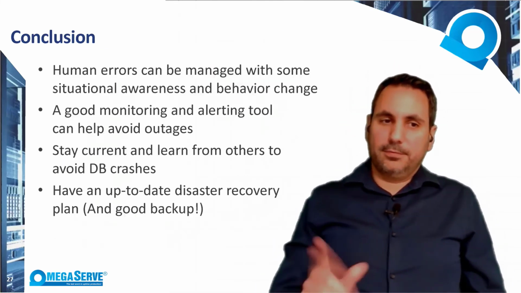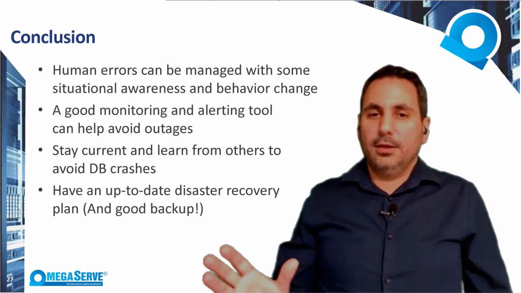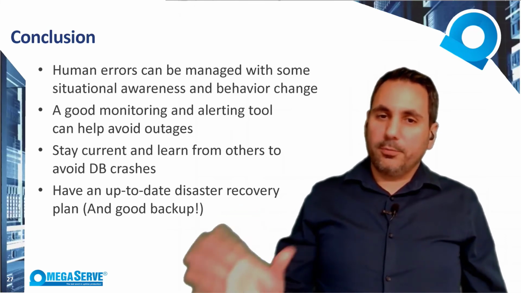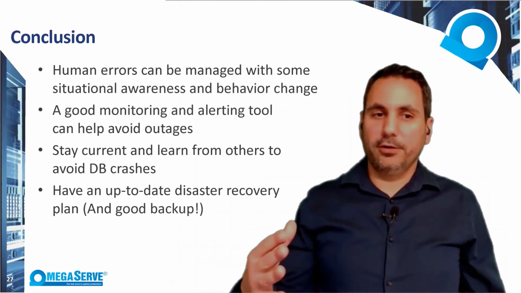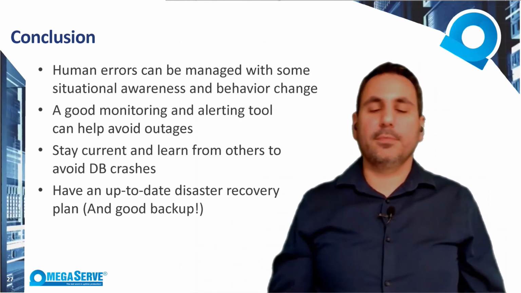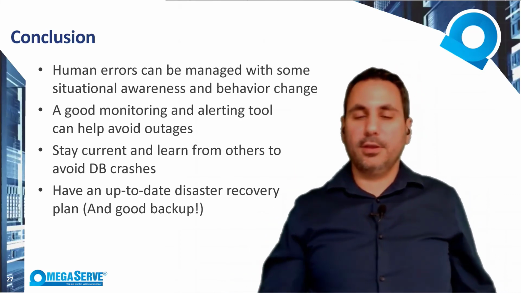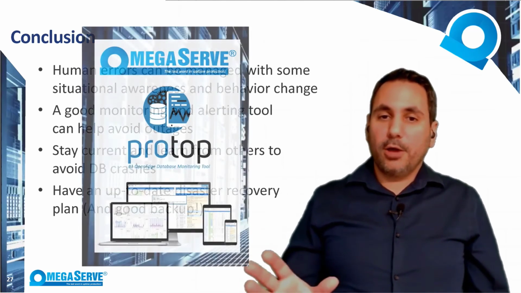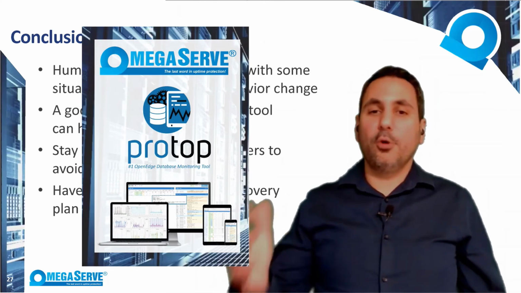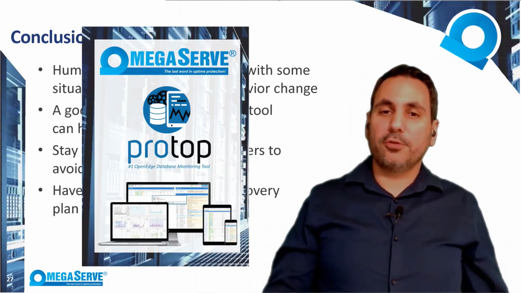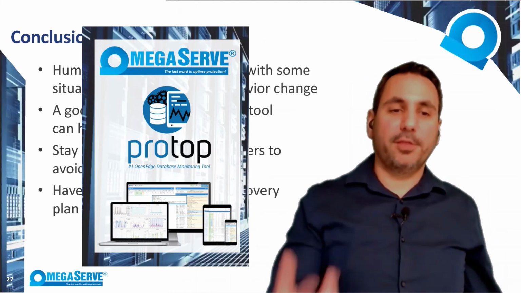Now, what have we learned? We're human. Everybody makes mistakes. We all make mistakes. But when we're working in production, we have to manage these mistakes. We have to avoid them. And we can do that through some situational awareness and some behavior change. Making sure we're following procedures. We have documented procedures, checklists. Also, a good monitoring tool can help mitigate some of these risks that we went over, like the BI growth, the lock table overflow. A good monitoring tool like ProTop can help alert you of when these problems occur, so you could deal with them before they bring the database down.